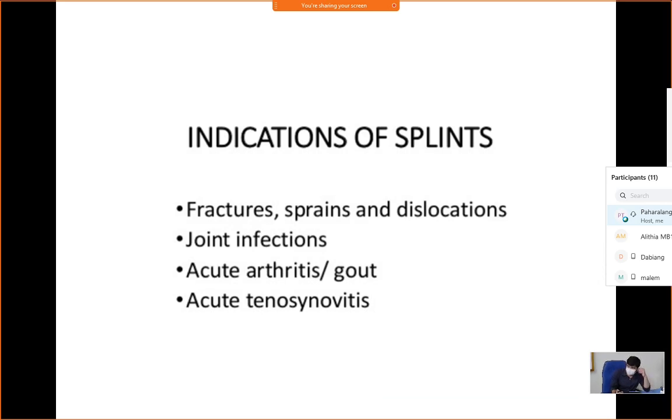Indications of splint. Indications are fracture, any sprain without fracture, any dislocation, joint infection, painful joints, acute arthritis, gouty arthritis, which also come under joint inflammation, acute tenosynovitis, and one more thing: in nerve injury, to prevent contracture and fixed deformities. In nerve injury, we use splint.